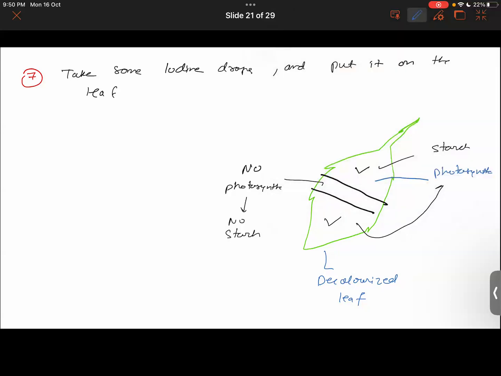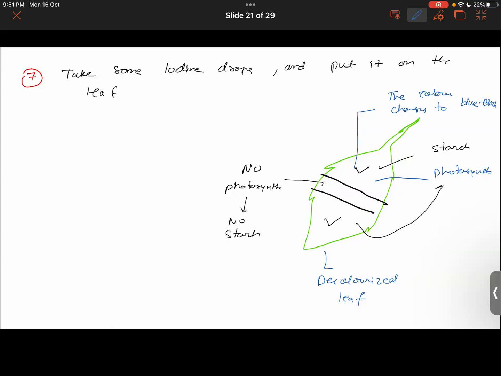Which color? Blue black. So the color changes to blue black, while this will show no change. It will be showing no reaction. Getting it now? So what is being proved here?